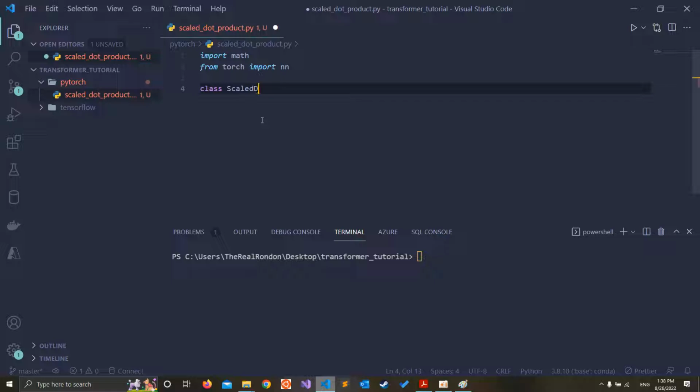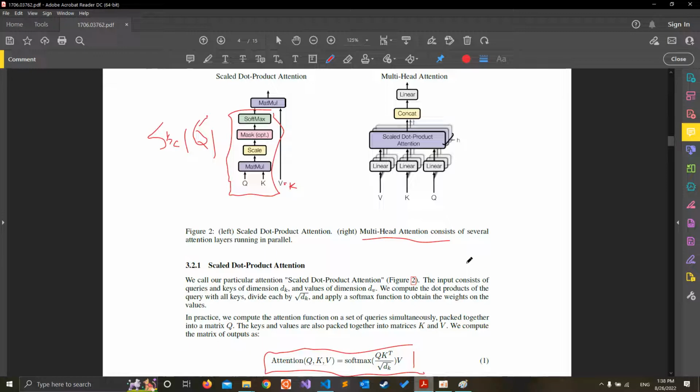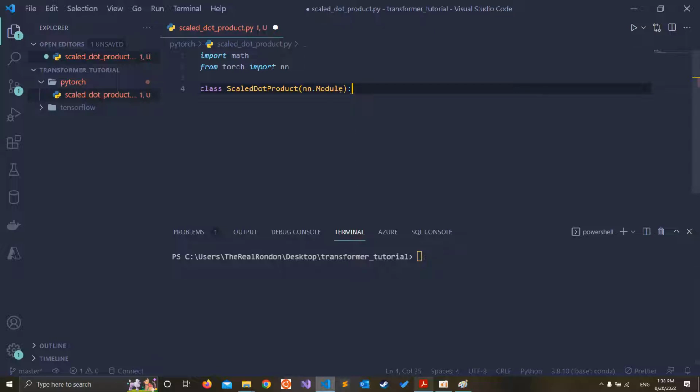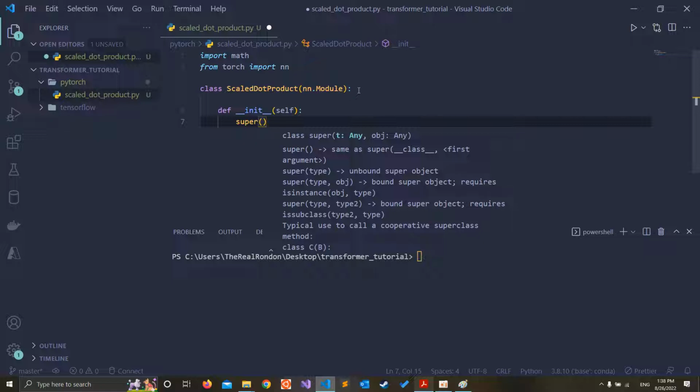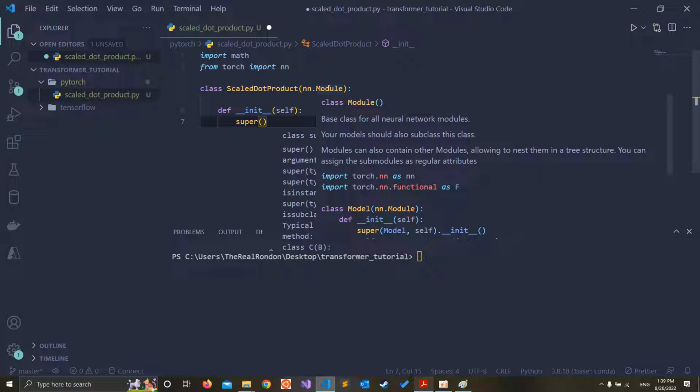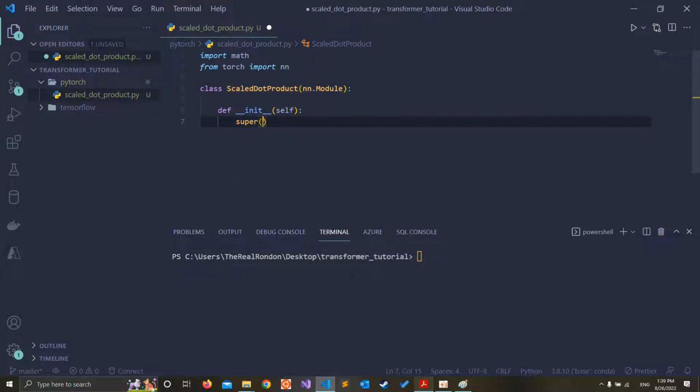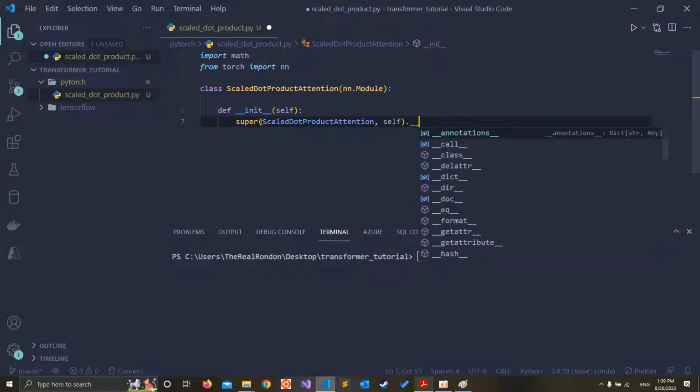So I create a class ScaledDotProduct, and I'm going to inherit from nn.Module because it's kind of a layer. As you can see in the picture of multi-head attention, it uses multiple scaled dot-product attention layers. Because of that, we are going to use a module of neural network, and we are going to see that as a layer. We have a constructor for that. First of all, we call the super constructor, which is the constructor of this nn.Module class, and we pass the ScaledDotProduct attention class to the super init.